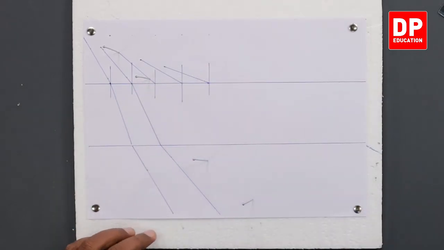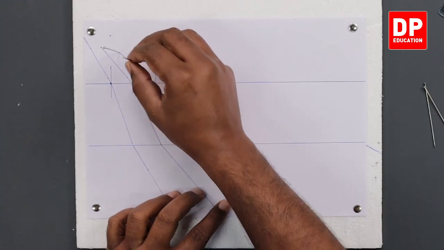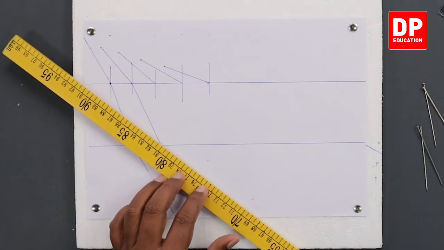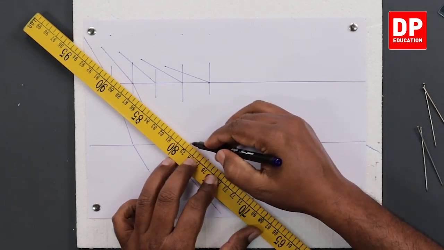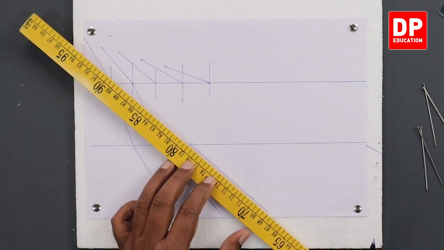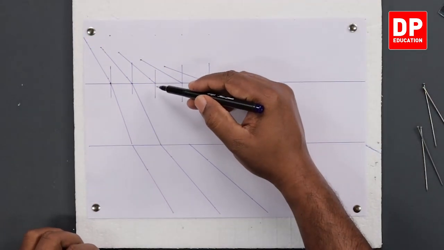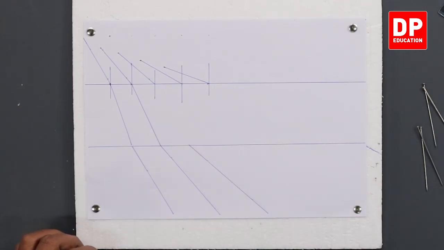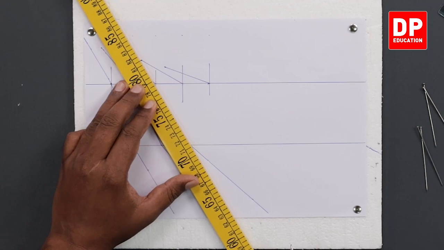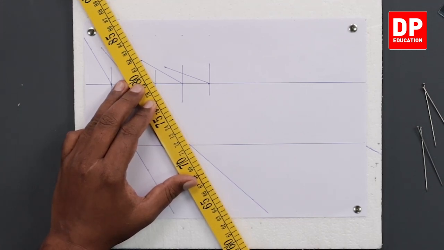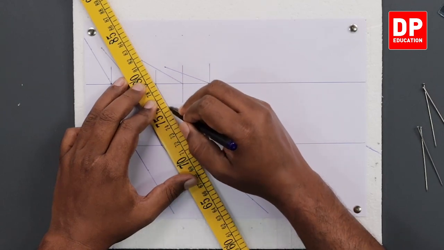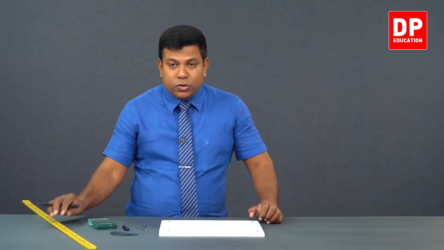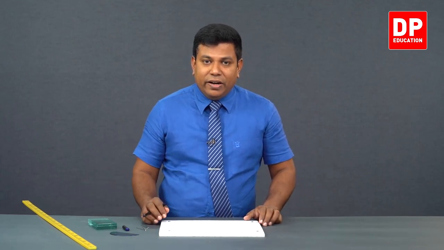We'll remove the block, remove the pins, and draw the line of emergence. And then connect the point of incidence and the point where the emergent line starts. That will show the refracted ray's path. So for 50 degree, now we have got the refracted ray's path. So now we'll measure the refraction angle.